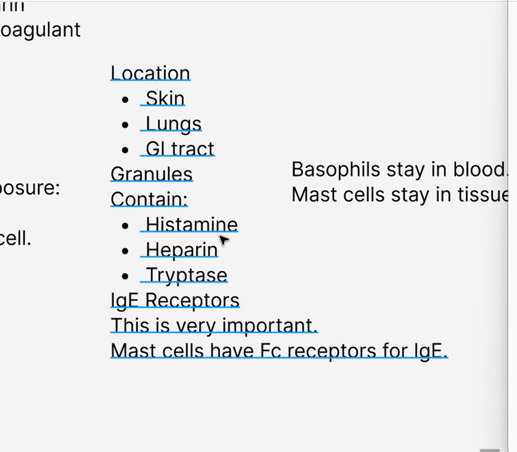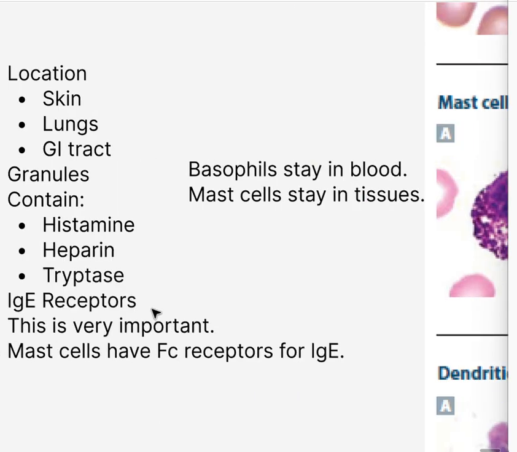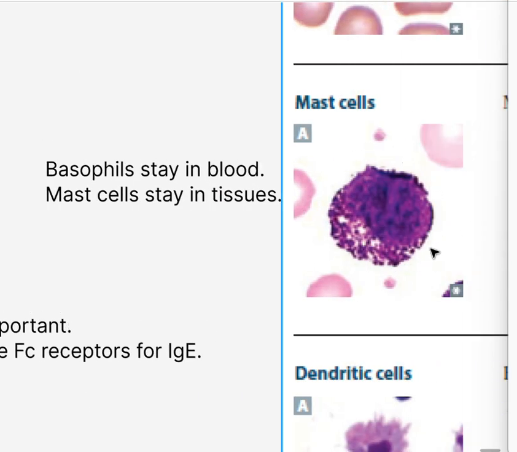Their granules contain histamine, heparin, and tryptase, right? So they have IgE receptors. This is very important. Mast cells have Fc receptors for IgE. So first off, what is a mast cell? A mast cell is a tissue resident immune cell derived from the myeloid lineage, right? You'll find them in skin, in the respiratory mucosa and GI tract, and around blood vessels. Think of the mast cells as loaded hand grenades sitting in tissues waiting for an allergen.